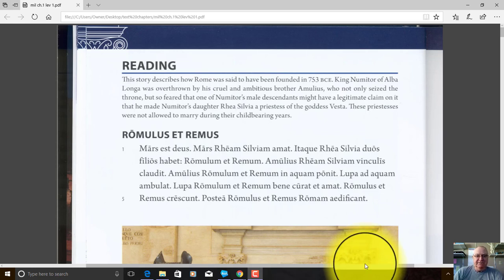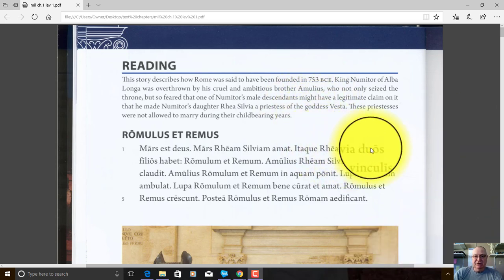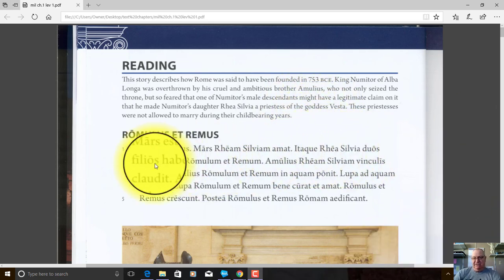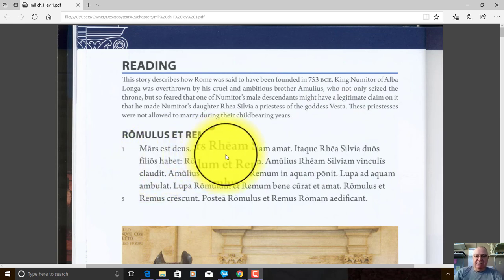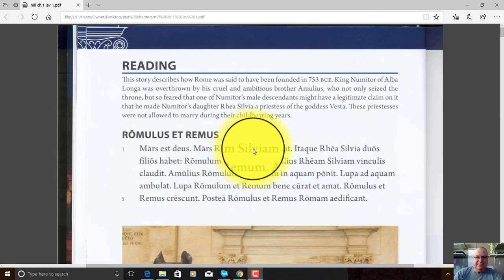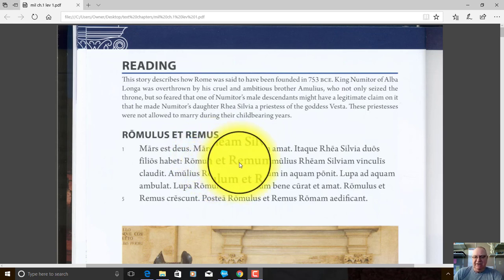Romulus et Remus. Mars est deus, Mars is a god. Mars Rheam Silviam amat, Mars loves Rhea Silvia. Itaque Rhea Silvia duos filios habet. Therefore, Rhea Silvia has two sons, and duos and filios are direct objects here in the accusative case. So is Rheam Silviam here with amat. Romulus and Remus here are also direct objects, ending in -um because of that.